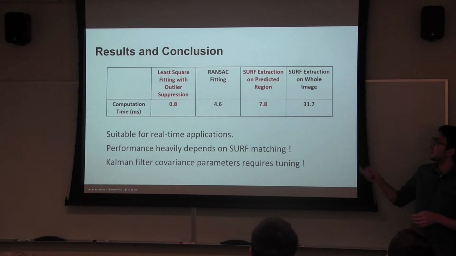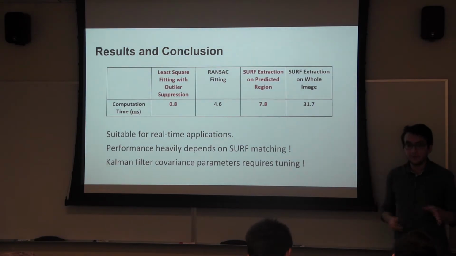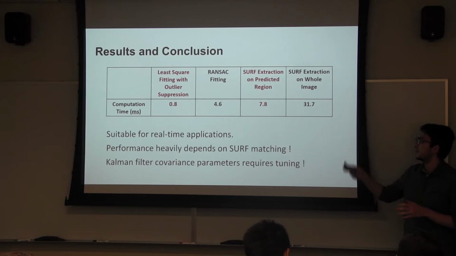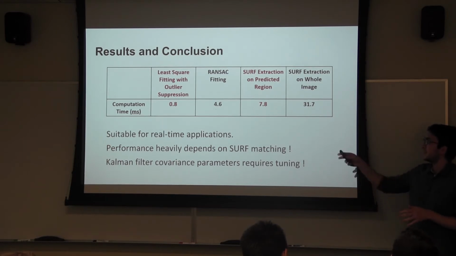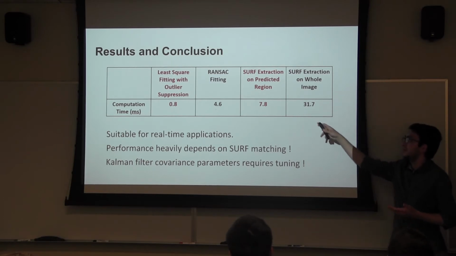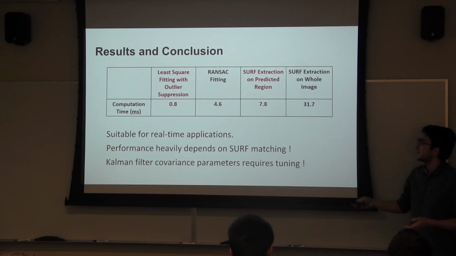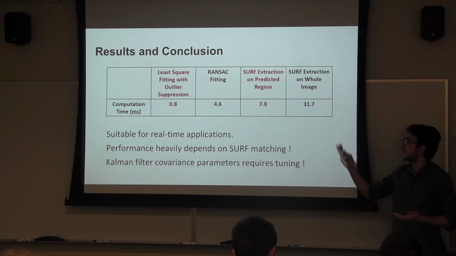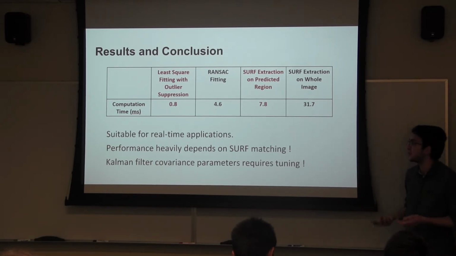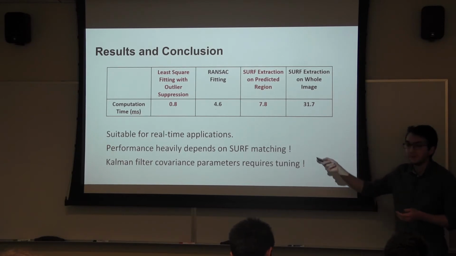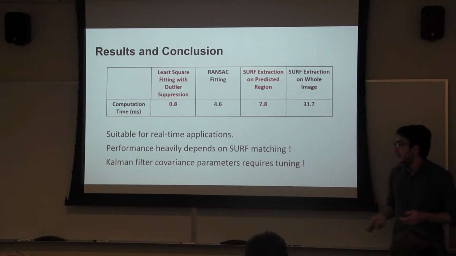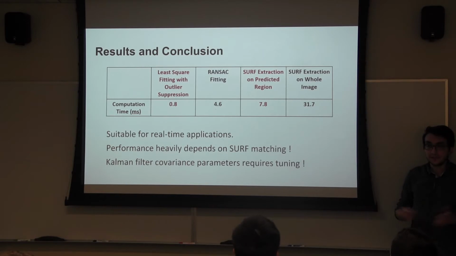These are the computation times per frame. So least square fitting without RANSAC is significantly less than the RANSAC fitting. And this is just the result of the Kalman filter. People have done this, instead of extracting SURF features in the whole image, they are just extracting the features in a region. I'm also extracting SURF features on the predicted region. So it gives me real-time applicability, but at the same time, this algorithm heavily depends on SURF matching. And there are some parameters to tune for the Kalman filter. Thank you very much for listening.